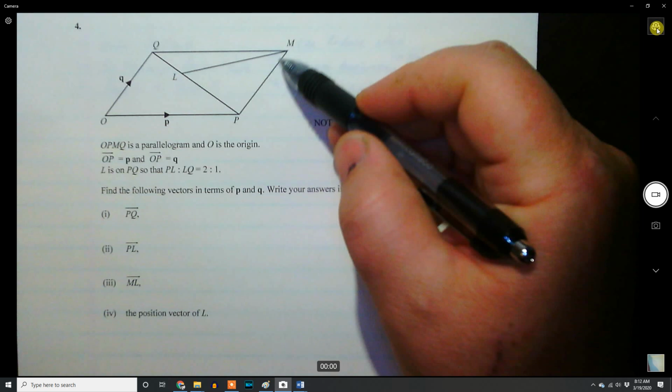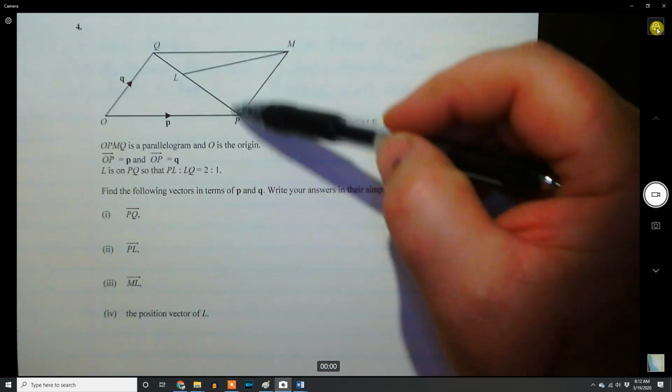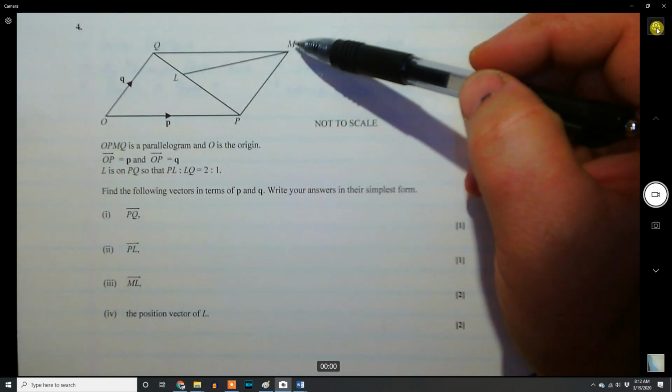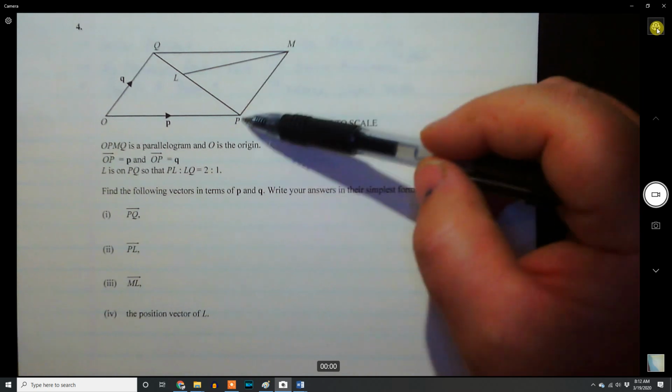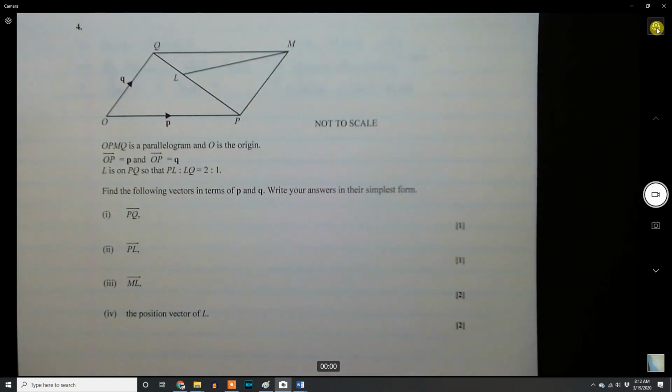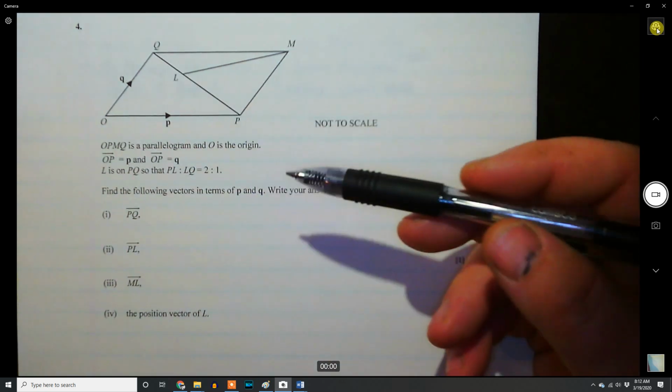Parallelogram means that PM and OQ are going to be parallel, and OP will be parallel to QM. PM will be parallel to OQ. All right. And it looks like we have a diagonal right here, Q to P.